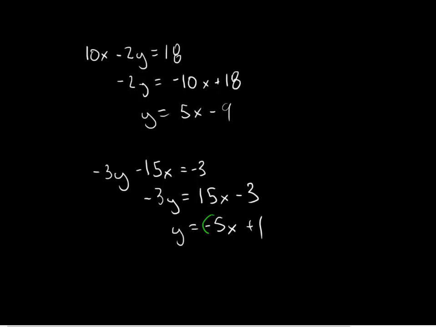Compare the slopes. What change was made from 5 to -5? How do you make a positive number a negative? You multiply by -1. Compare the y-intercepts. -9, +1. Looks like we increase the y-intercept by 10.